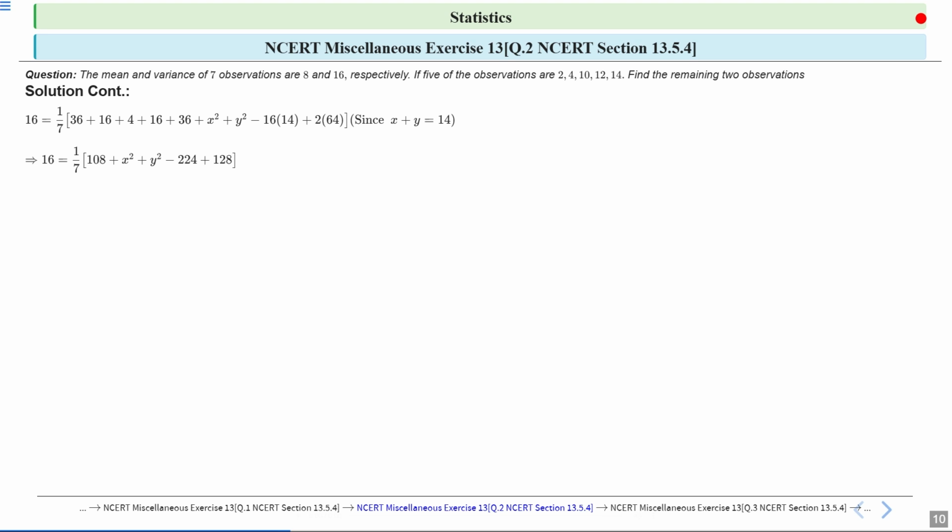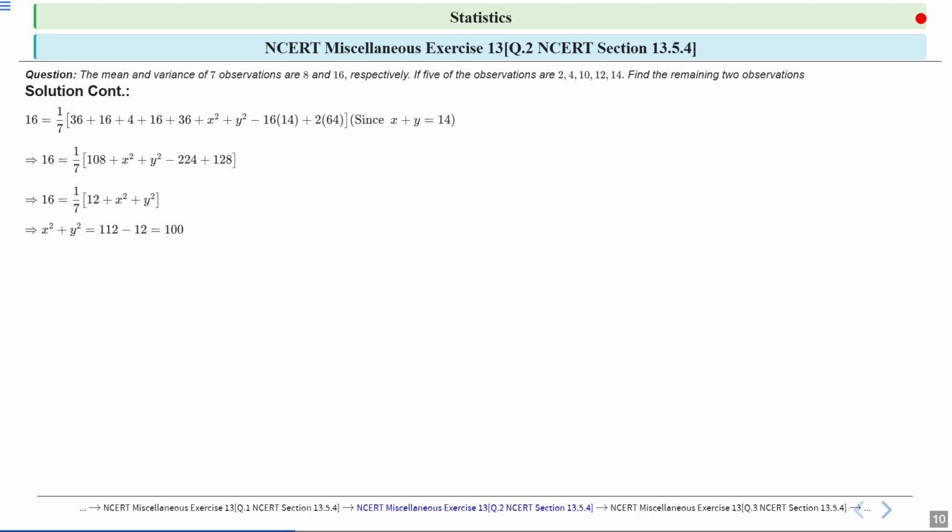next let's simplify inside the brackets. So adding up the squares gives us 108. So the equation becomes 16 equal to 1 divided by 7 times [108 plus x square plus y square minus 224 plus 128]. Now let's combine the numbers inside the brackets further. So it will give us 16 equal to 1 divided by 7 times [12 plus x square plus y square].